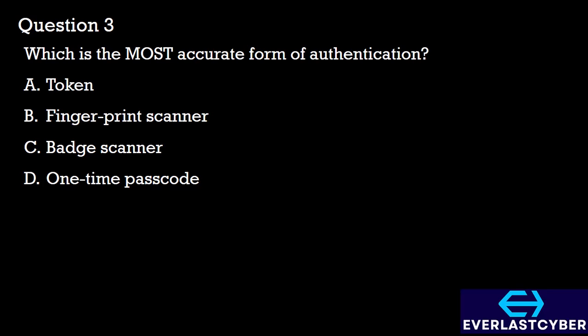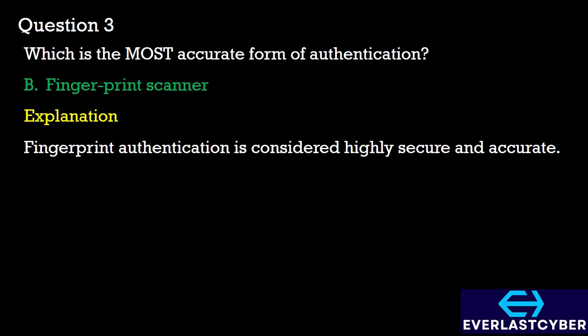For the badge scanner, a badge can be stolen, so it's not an accurate form of authentication, as well as the one-time passcode, which can be intercepted. So this makes them less secure than the biometric method. So with respect to the question, the most accurate form of authentication is the fingerprint scanner.